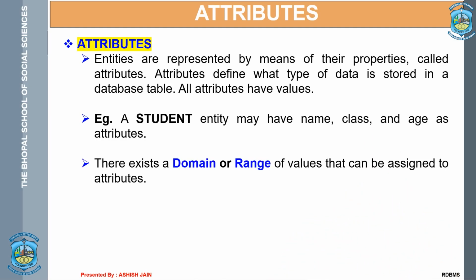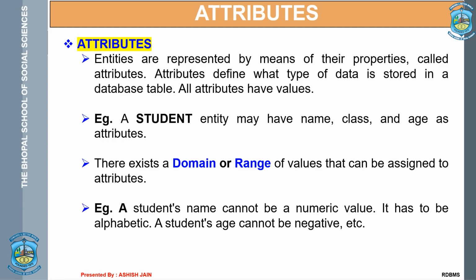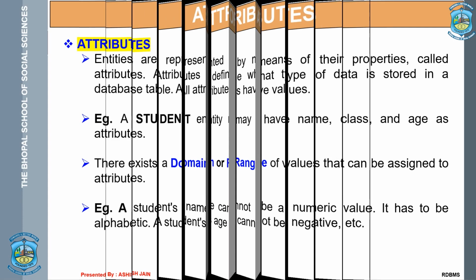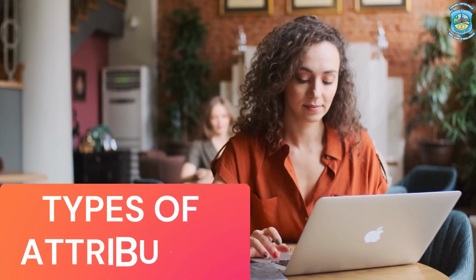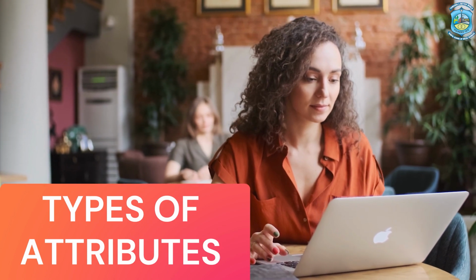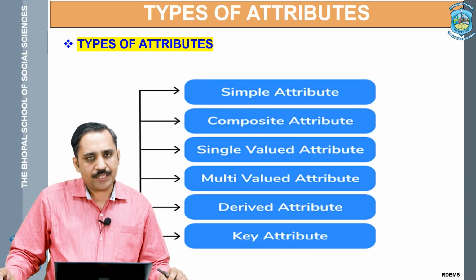The type of values an attribute contains is called the domain or range of the values. Domain is the set of allowed values in a particular attribute. A student's name cannot be a numeric value; this is a constraint, so that we ensure that we do not enter wrong information in any particular column. Now, we see different types of attributes. Attributes are classified into 6 major categories.